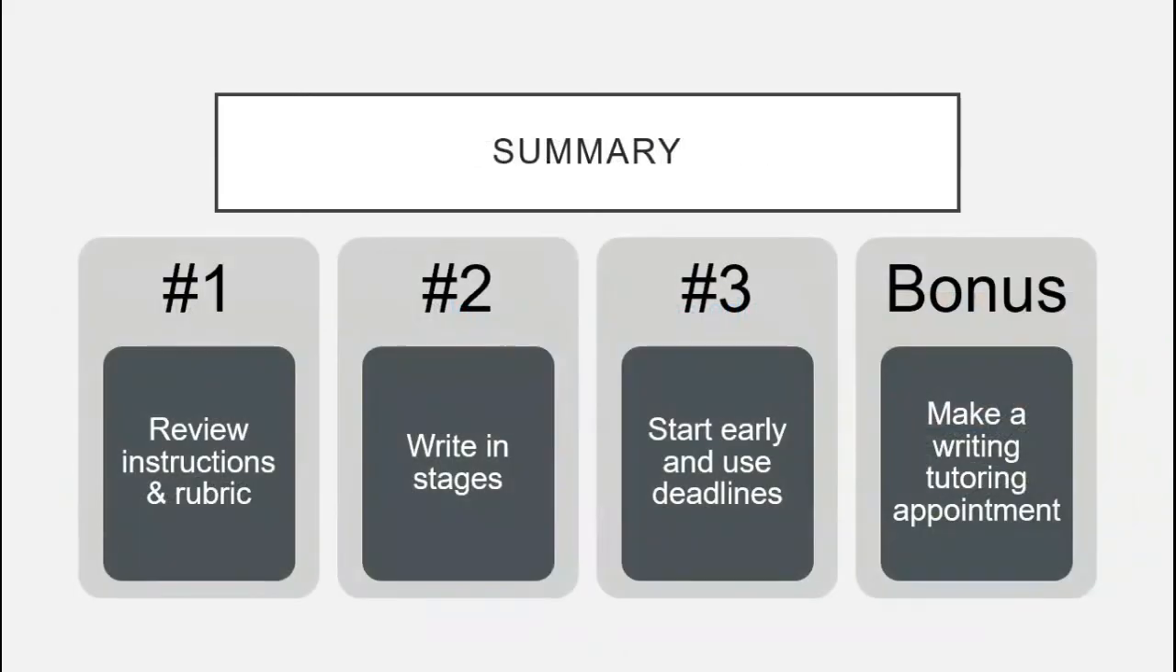To summarize, here are 3 tips and a bonus tip for surviving a writing class. Tip 1, carefully review your syllabus with the assignment instructions and rubric before, while, and after you write to make sure you are following all the directions. Tip 2, write your paper in stages by utilizing the writing process. Tip 3, start early and give yourself deadlines. And finally, make an appointment with a writing tutor in the Learning Commons for assistance and feedback on your paper at any stage of the process.